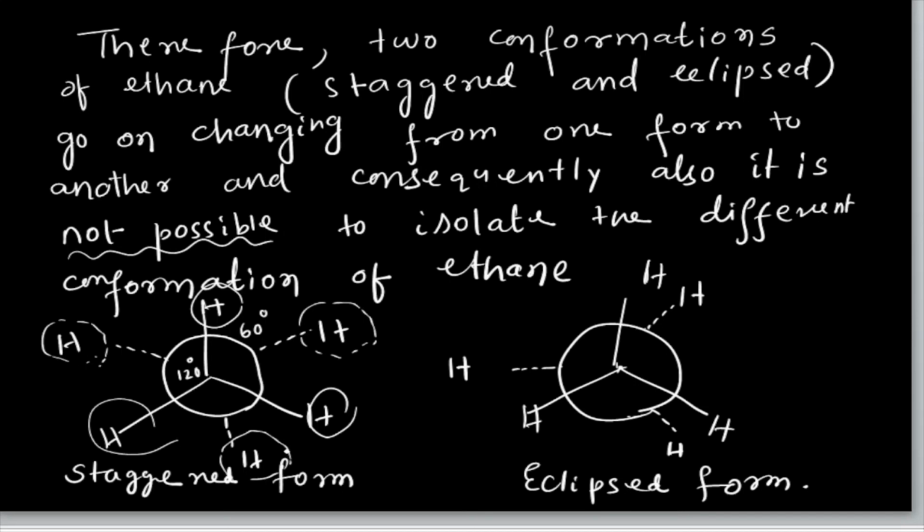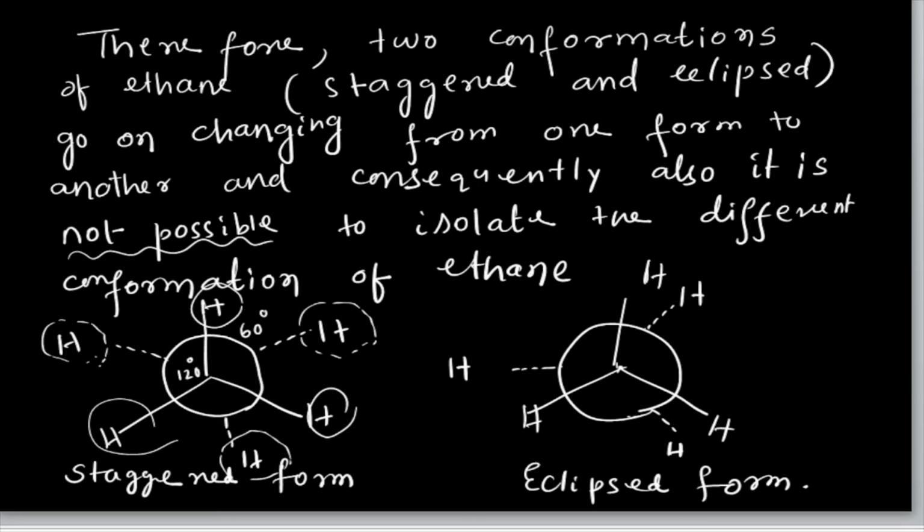That means far away. In the eclipsed form, the short line is near about the straight line. That means they are very close to each other. That is why it is called the eclipsed form. So this is the close one, hydrogen, and this is the far away one. I hope it is clear to you. Here you can observe the staggered form and the eclipsed form. Eclipsed means close, staggered means far away. One hydrogen is separated from the other hydrogen by 120 degrees. So I hope it is clear to you.